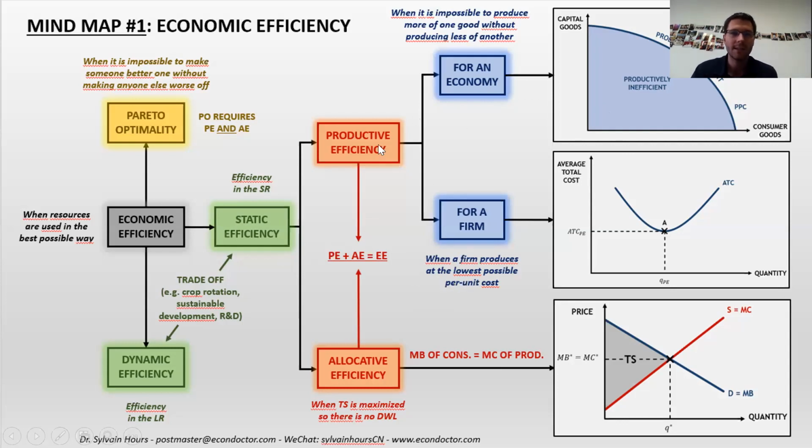And then we can distinguish productive efficiency for an economy or for a firm. I give the definition of each type of productive efficiency, and eventually I use the three main diagrams that the students need to know: productive efficiency in the economy, productive efficiency in a firm, and allocative efficiency. And here I have the formula of allocative efficiency in a market. So I strongly encourage you to use this type of mind maps.